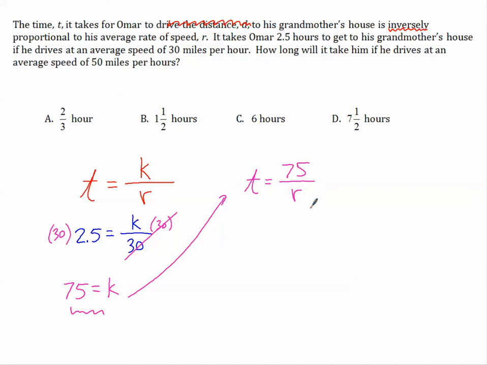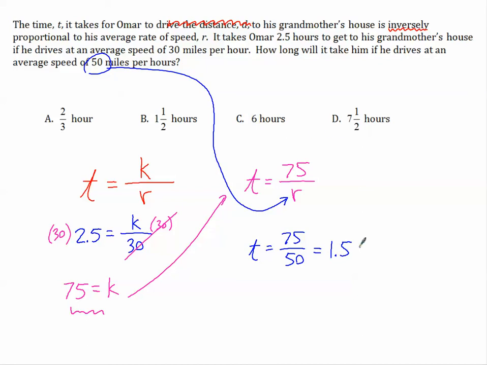We're not actually finished because they have a third sentence. It says, how long will it take him if he drives at an average rate of speed of 50 miles per hour? So it's giving us the average rate of speed. The 50 is going to go right in there for my R. So my time will be 75 divided by 50. 75 divided by 50 will give us 1.5. None of our answer choices are in decimals, so I might want to think of that as 1 and a half. And we can see that we've got 1 and a half hours as one of our answer choices, and there we go.